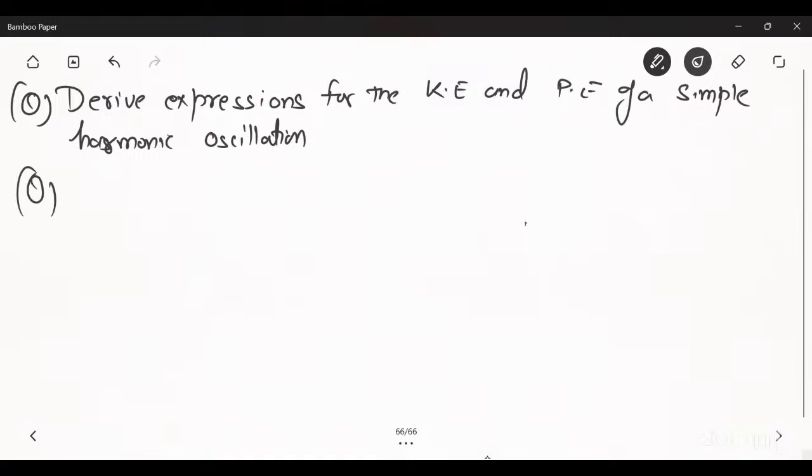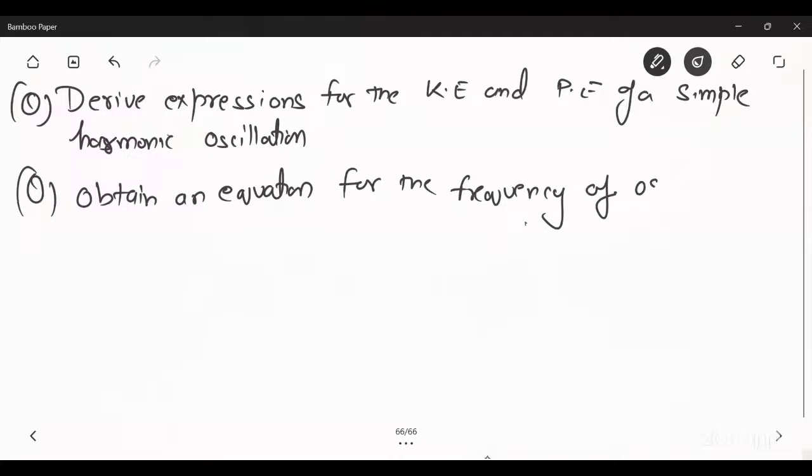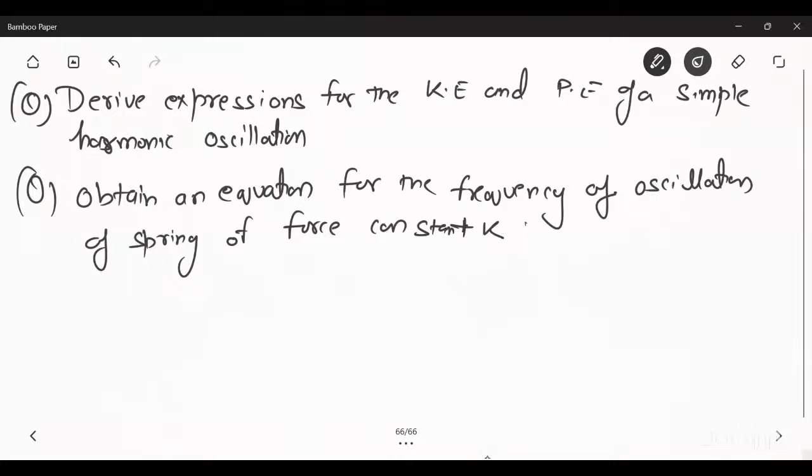Now the next question is: obtain an equation for the frequency of oscillation of a spring of force constant k, to which a mass m is attached.